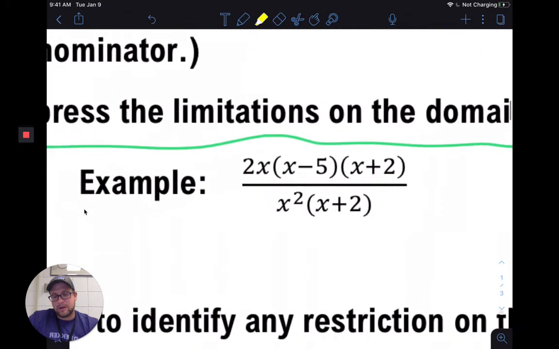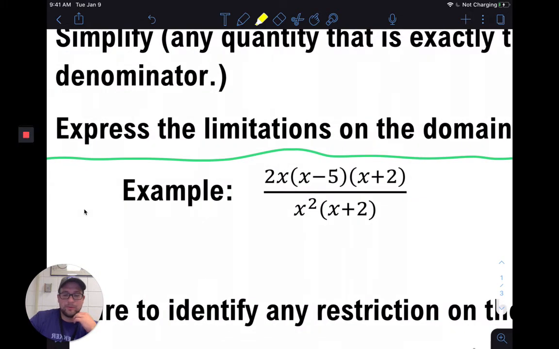So here's our example problem for this. What you will notice is that we do have stuff that is being multiplied here. 2 is being multiplied by x, which is being multiplied by the quantity x minus 5, which is being multiplied by the quantity x plus 2. On the bottom, we have x squared, which is being multiplied by x plus 2. This one, they did the hard part for you, that hard part being factoring.